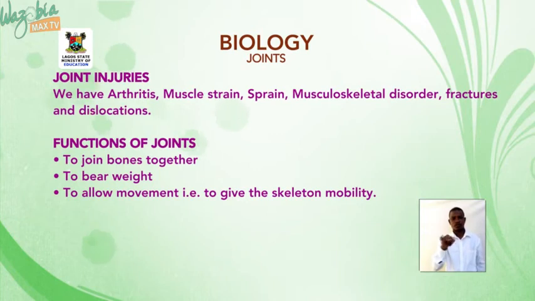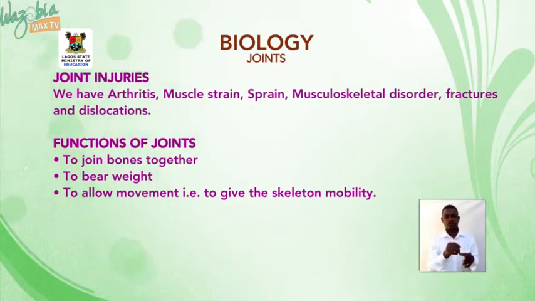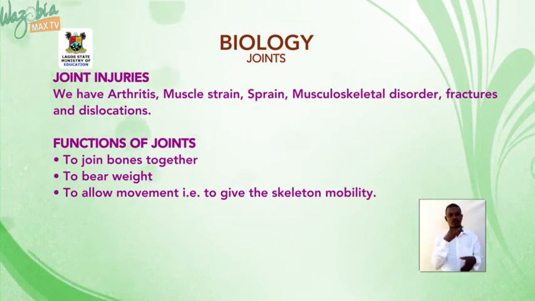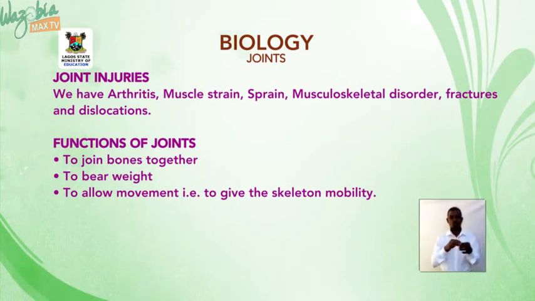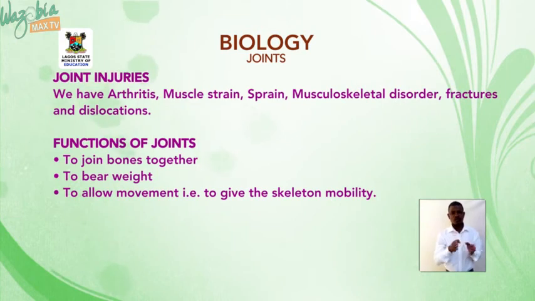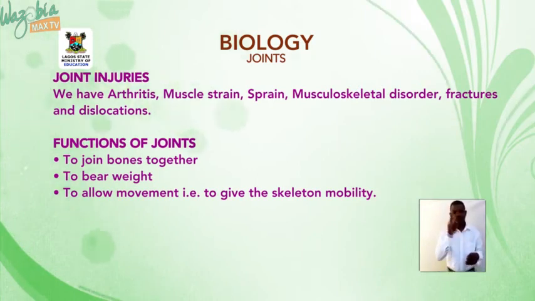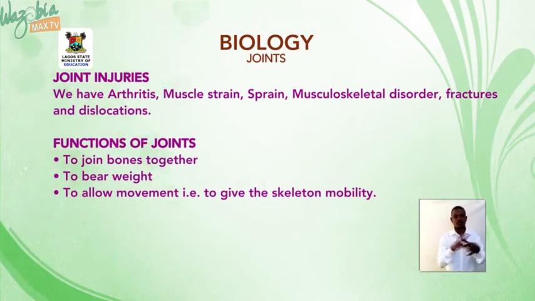Joint injuries. We have arthritis, muscle strain, sprain, musculoskeletal disorder, fracture, and dislocation. Functions of joints. To join bones together, to bear weight, and to allow movement, that is, to give the skeleton mobility.